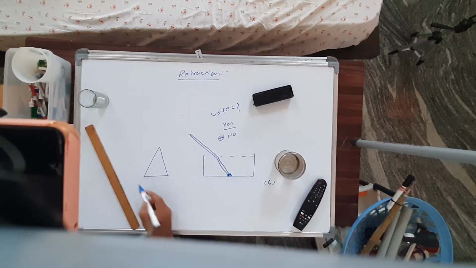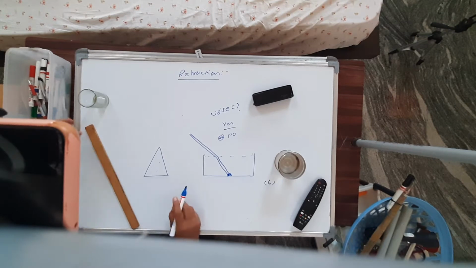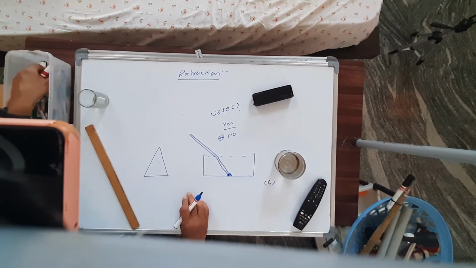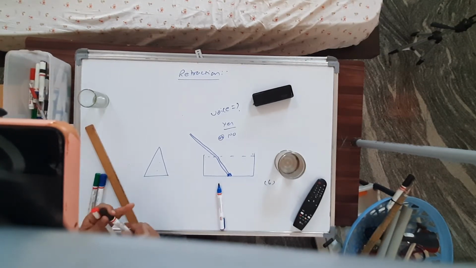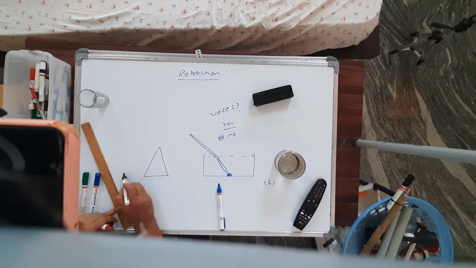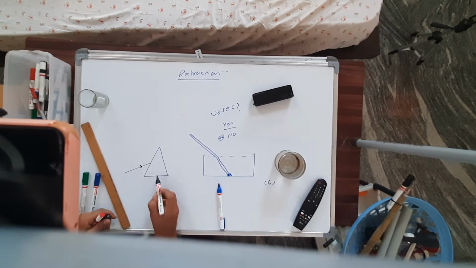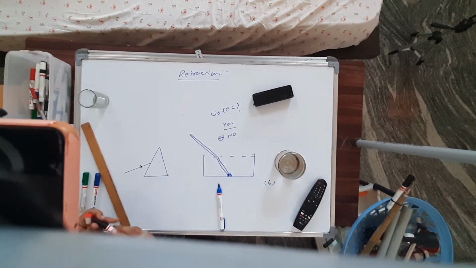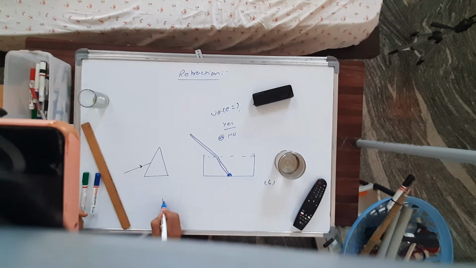Can you tell me, when a ray of white light passes through a prism, it gives rise to how many colors? Anybody? When a ray of white light passes through a prism, it gives rise to how many colors? Very good. 7 colors. Good. And can you tell me for which color the bending is more? So you know the colors, VIBGYOR: violet, indigo, blue, green, yellow, orange and red.